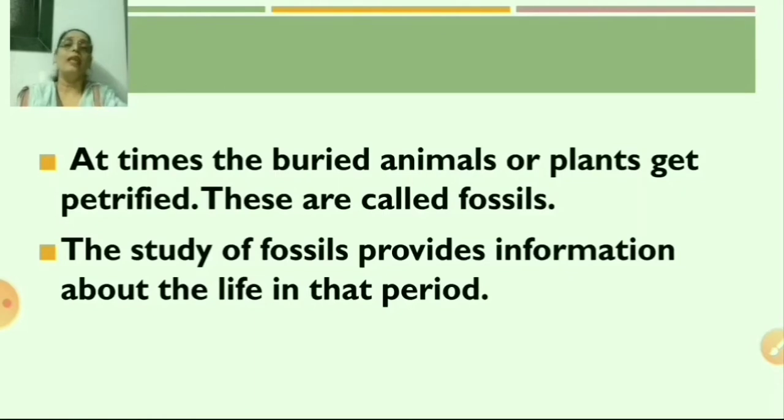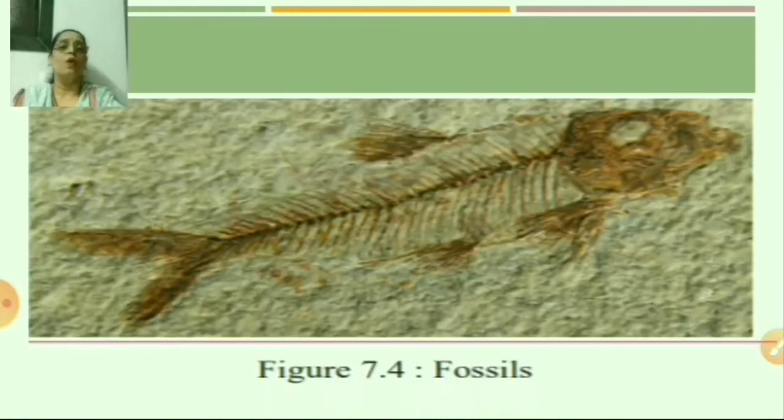Now the next, at times the buried animals or plants get petrified. These are called fossils. The study of fossils provides information about the life in that period. So students, at times the buried animals or plants get petrified. Petrified means to become stone-like or stiff. These are called fossils. Then the study of fossils provides information about the life in that period. So this is the picture of fossils.